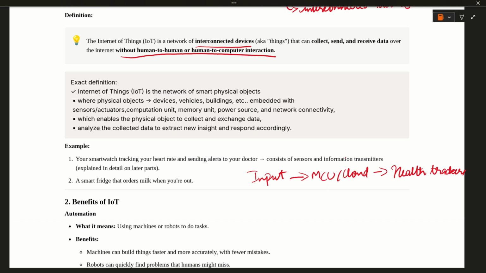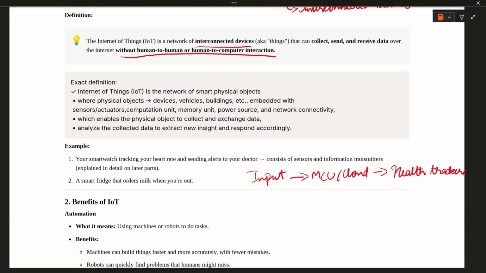The second example is a smart fridge that orders milk when you're out. Again, it gets input: it basically has a camera which looks at the stuff inside your fridge. If there is, say, a milk carton which is empty, it will automatically detect it and order milk when you are out. So these are the examples.